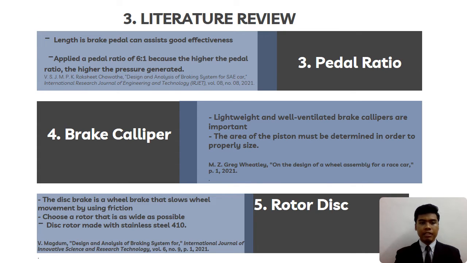And the last for the literature review is the rotor disc. The disc brake is a wheel brake that slows wheel movement by using friction created by pressing brake pads against the braking disc, operating a set of calipers. It is helpful to choose a rotor that is as wide as possible to avoid overheating. Wajid Makdum used a disc rotor made with stainless steel 410 due to its high strength and high hardness.